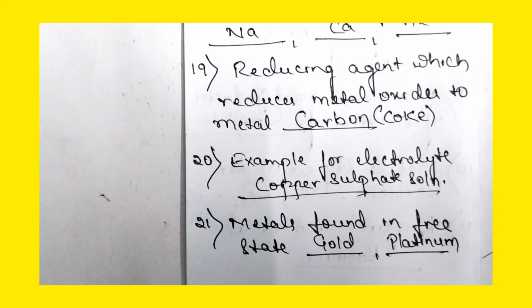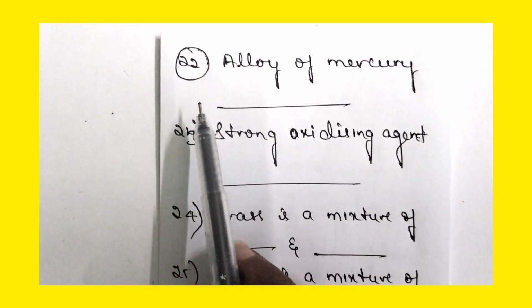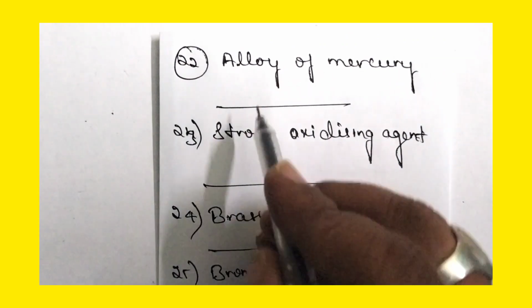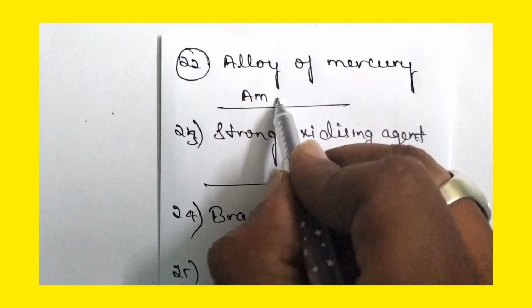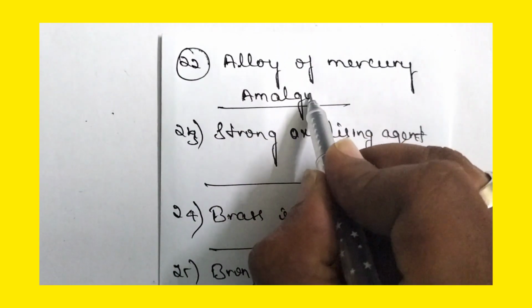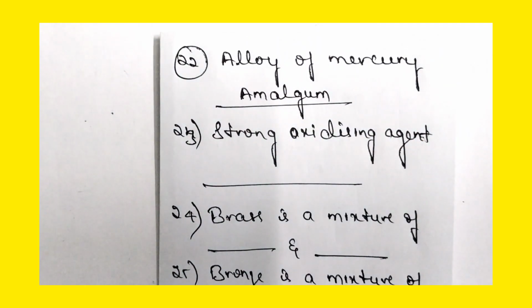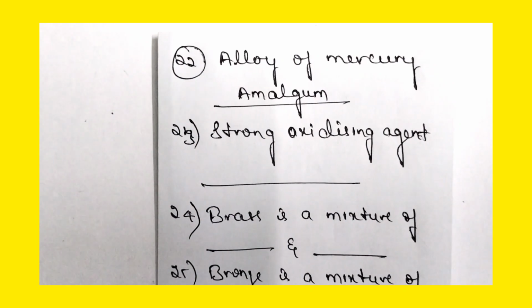Then let us move to the 22nd question. The 22nd question is an alloy of mercury. An alloy of mercury is called amalgam. Amalgam is an alloy of mercury.